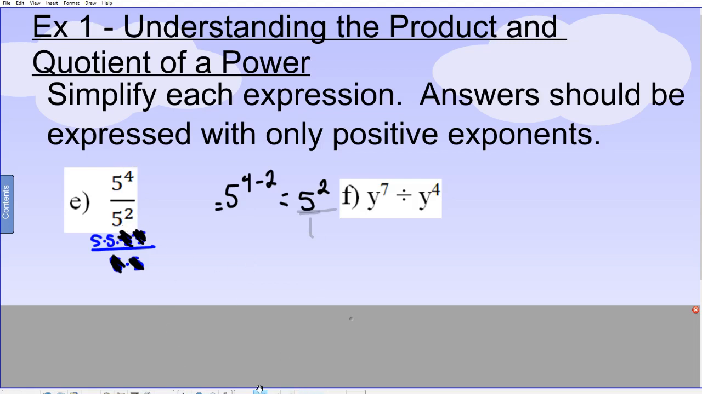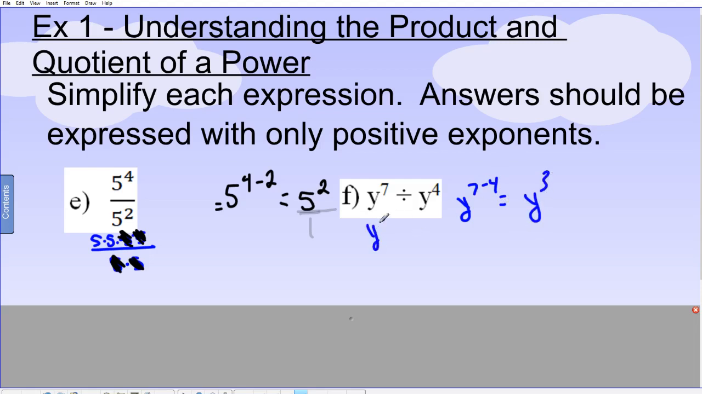Some people like subtracting. When it's written like letter F here, in this next problem, subtraction might be the easier way to do this. I need to subtract these powers. So you could say, okay, that's just y to the 7 minus 4, which is y to the 3rd power. You could think of it as canceling.